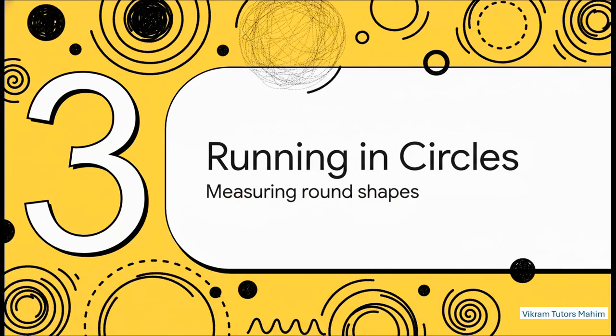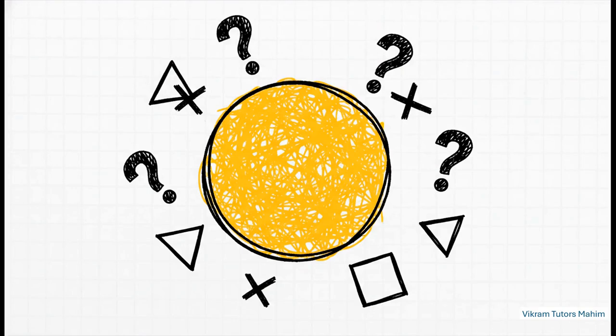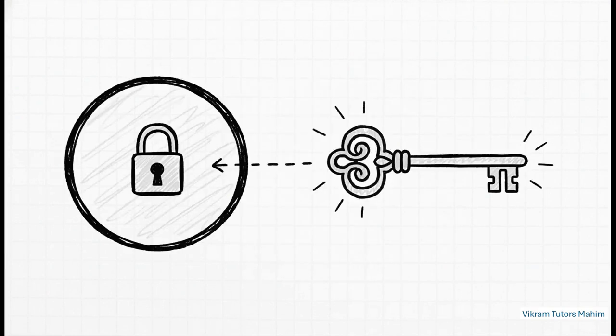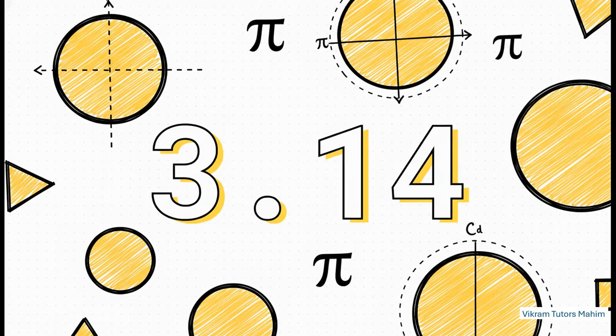All right, we have totally handled shapes with straight lines. But what on earth happens when a shape has no straight sides at all? I mean, how do you measure something that's perfectly, endlessly round? You can't just measure a base, you know? There are no corners to work with. It's a completely different kind of puzzle. So, to solve it, we need a secret weapon, a single, kind of magical, constant number that unlocks all the secrets of the circle. And that number is, of course, pi.